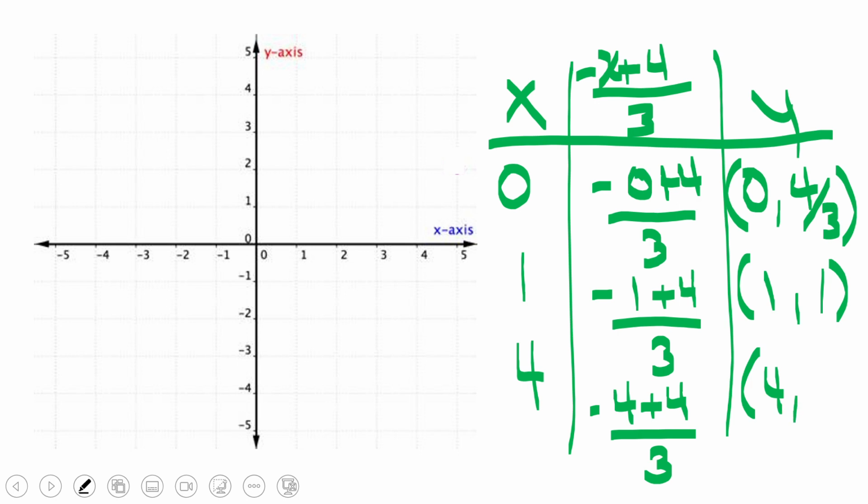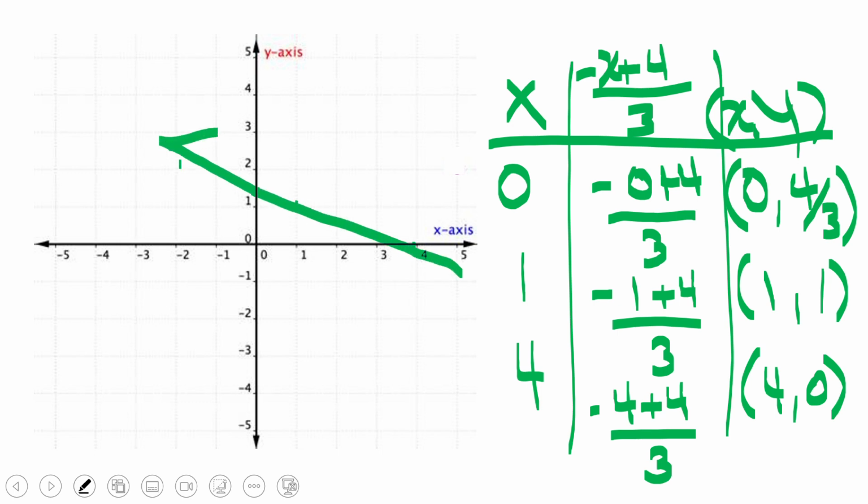We plugged in 4 for x, 0 for y. So this would be like an xy plotted point in our chart. So if we plug in 0 for x and 1 1/3 for y, it would be here, sort of. Okay, and 1, 1 for another x and y value, and 4, 0 for another x and y value, and connect those. That is graphing our expression from our chart.